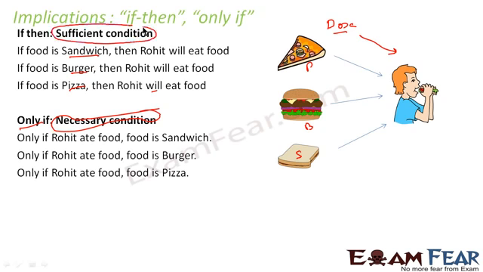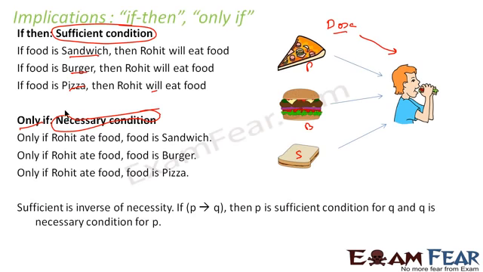And if, then is a sufficient condition. Because if pizza is satisfied, Rohit will eat food. So if the end goal is Rohit will eat food, it will be satisfied if the food is pizza, sandwich, burger, dosa. So all these are sufficient conditions. But here if you see, only if Rohit ate food is the same in all. This is the mandatory condition. So only if is a mandatory or necessary condition, and if, then is a sufficient condition.